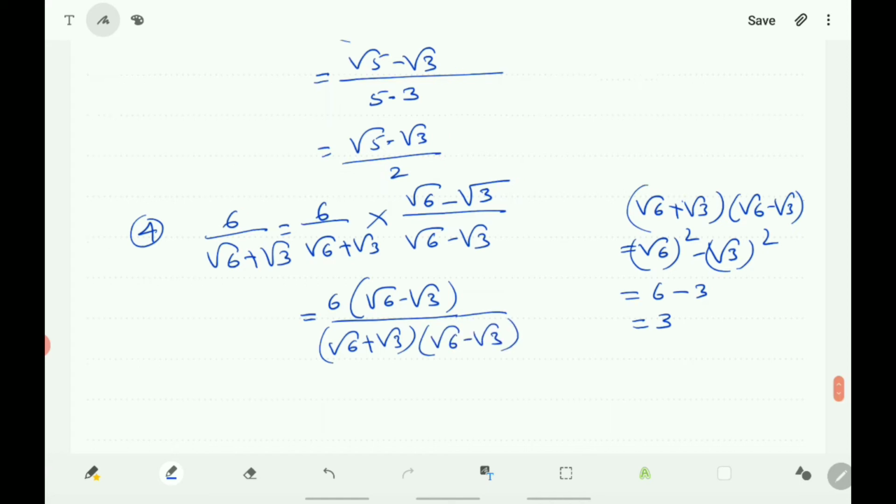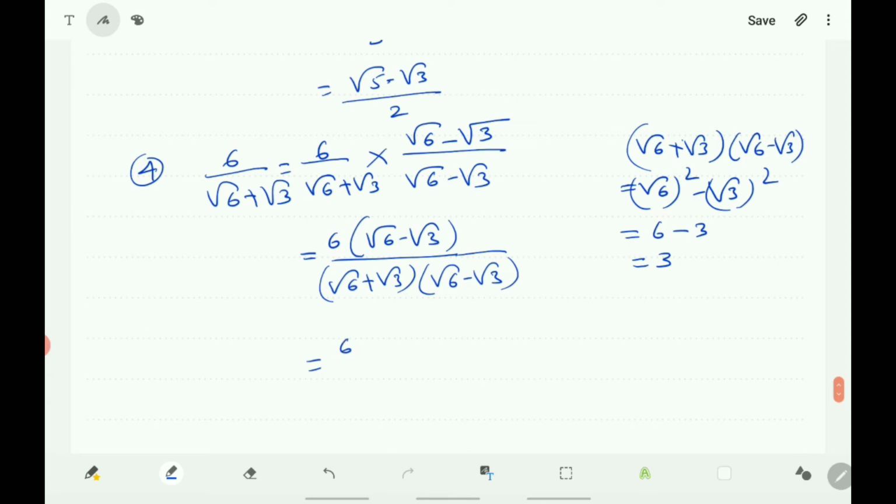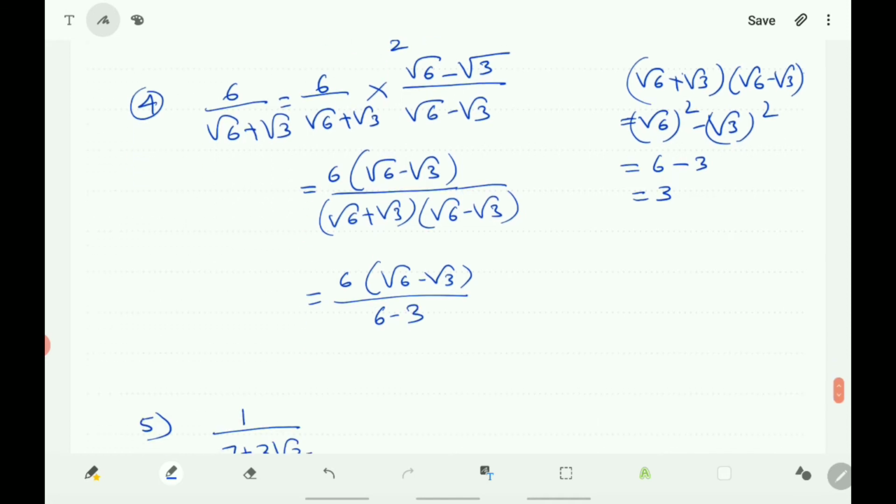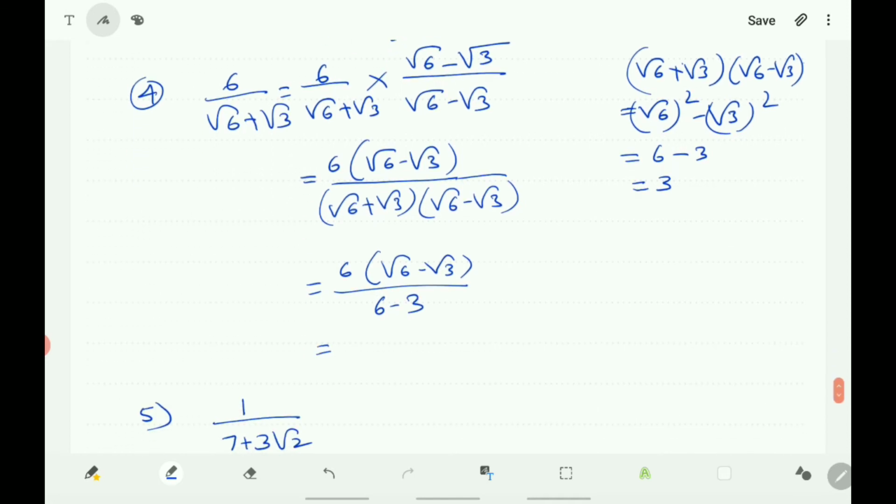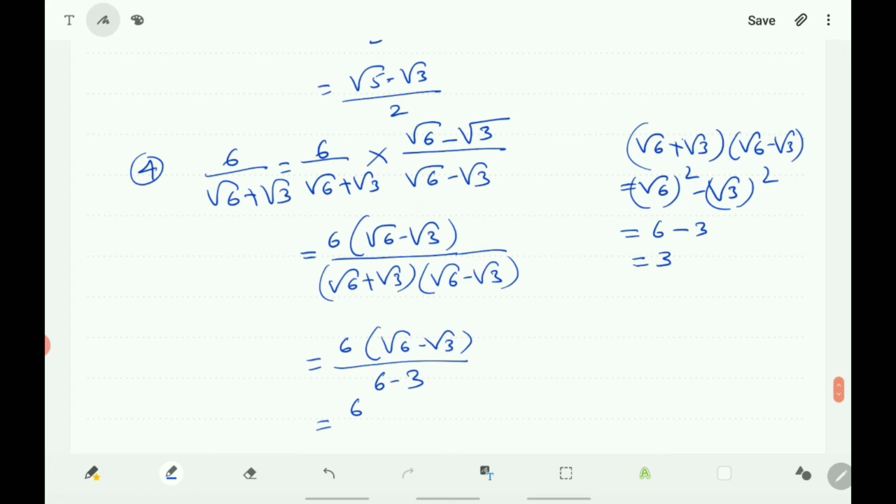Directly also you can write here. Then it is 6, you can multiply, or let us try to simplify it. So root 6 plus root 3 into root 6 minus root 3 is 6 minus 3. That is equals to 6 into root 6 minus root 3 by, that 6 minus 3 is 3.